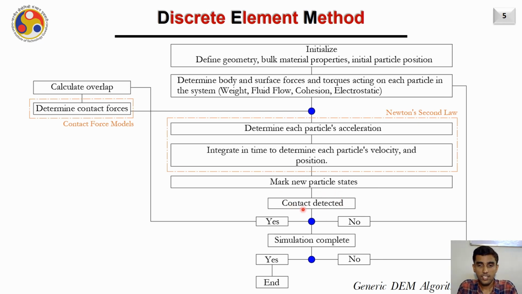Then a contact detection algorithm is run. If a contact is detected, we determine the contact forces using an appropriate contact force model. Then these contact forces, in conjunction with the body and surface forces, are used to carry out the next iteration. Similarly, the simulation progresses until a user interrupts it or the simulation reaches its completion.